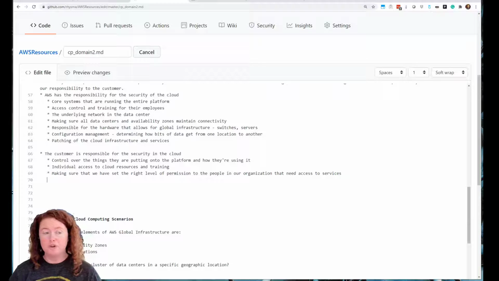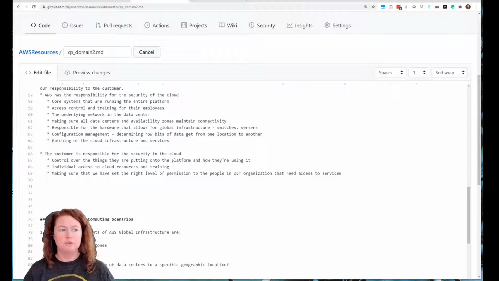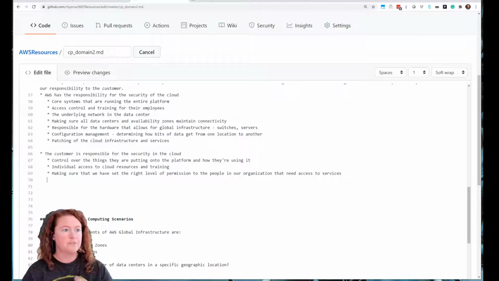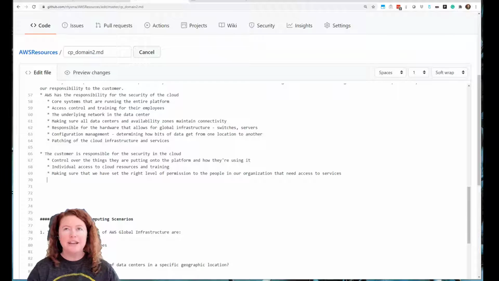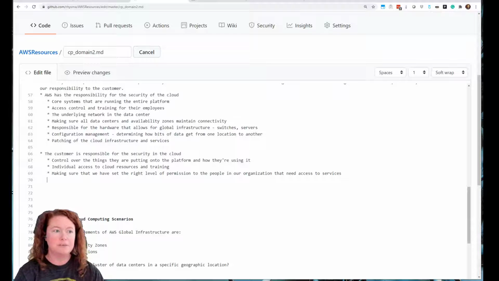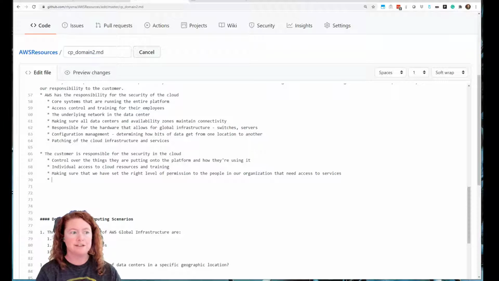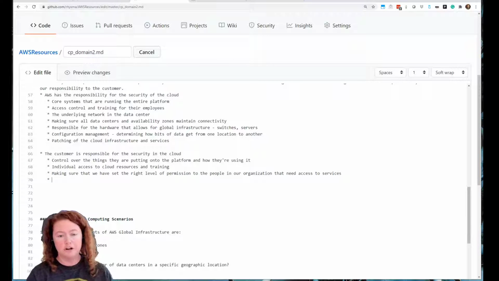We're responsible for training them to make sure that they know how to use those services that are available on AWS, and they're not going to go in there and make configuration changes or mistakes. Another key one that seems to be something that people miss is that the customer, you, us, is ultimately responsible for data security and encryption.